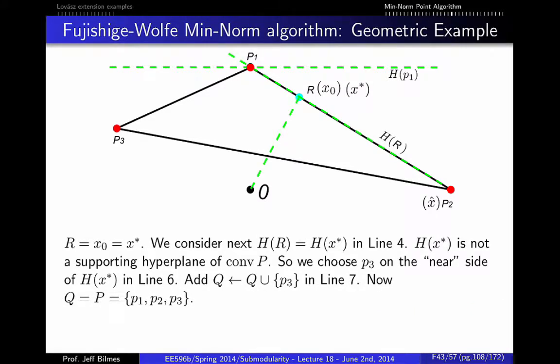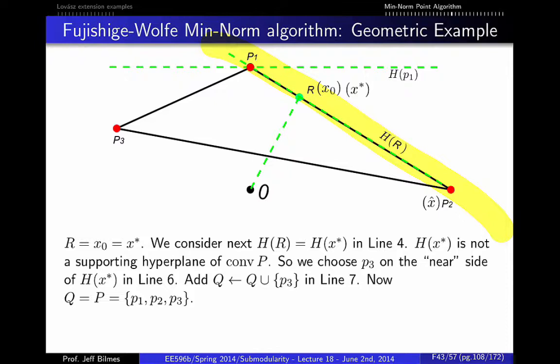So now we go back to line 4. And the condition is again false. So x star is not 0, and by the way, if it's ever 0, you're done, because that's the smallest minimum norm you can get. That's a trivial finish point. So if the polytope contains the origin, then you're done. But you can see that again, the hyperplane, which is now x of r, is not supportive of the convex hull of P. So then we choose another point which is on the near side of the hyperplane in line 6.